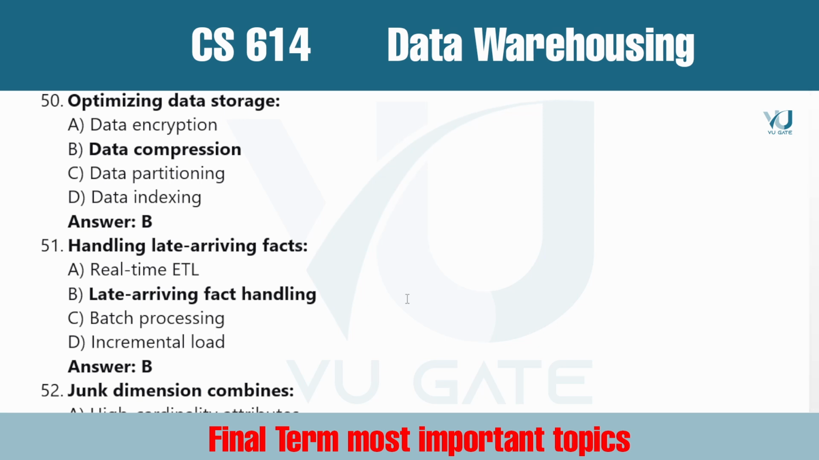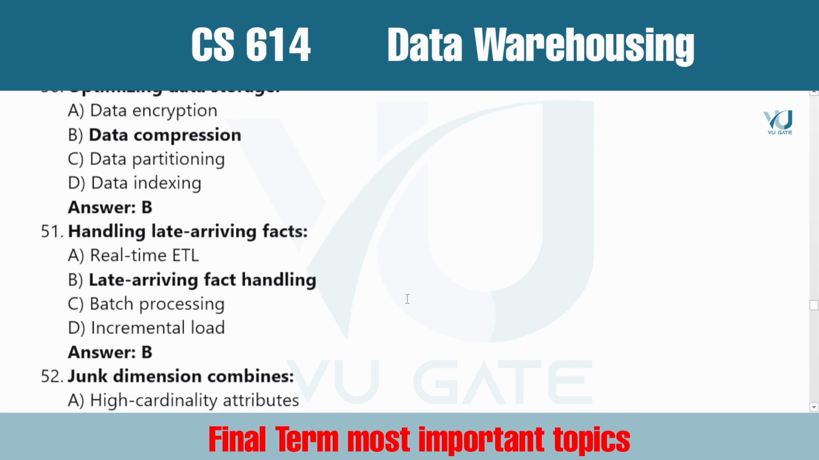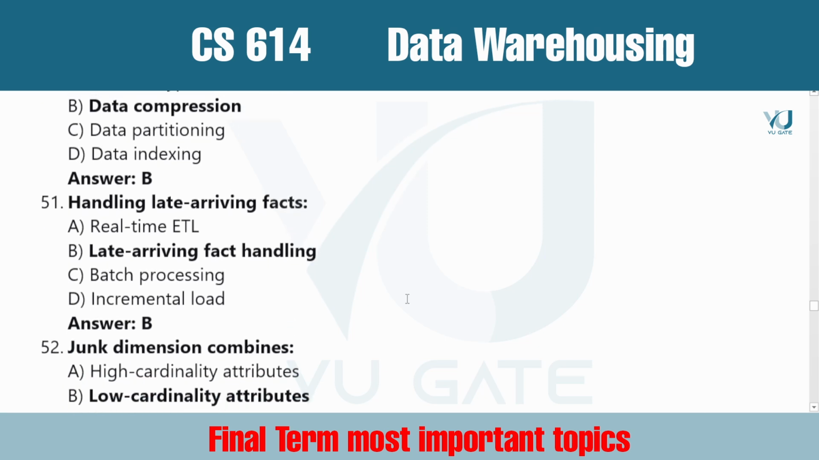Question 51, handling late-arriving facts. The correct answer is option B, late-arriving fact handling. Question 52, junk dimension combines. The correct answer is option B, low cardinality attributes.